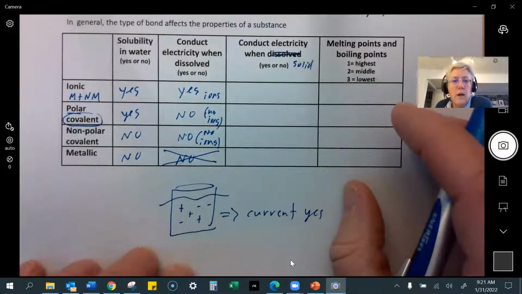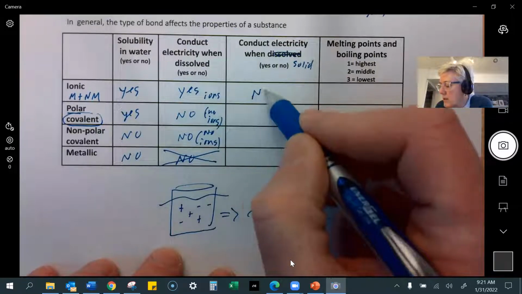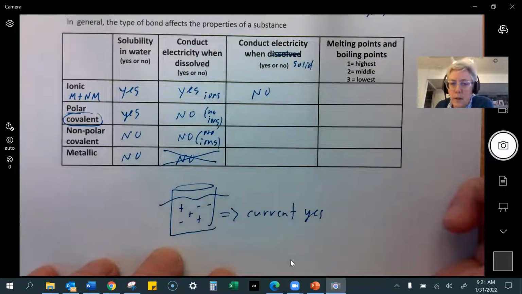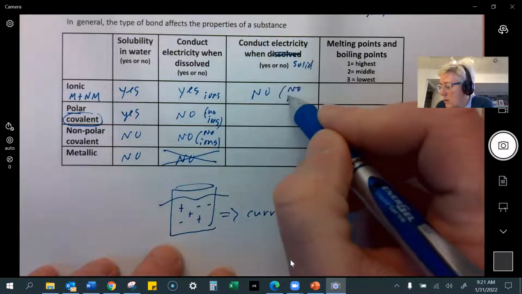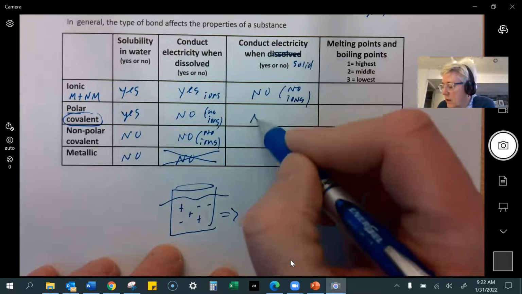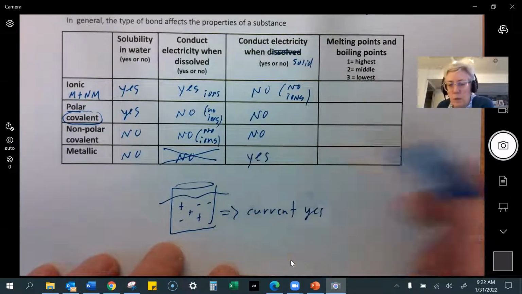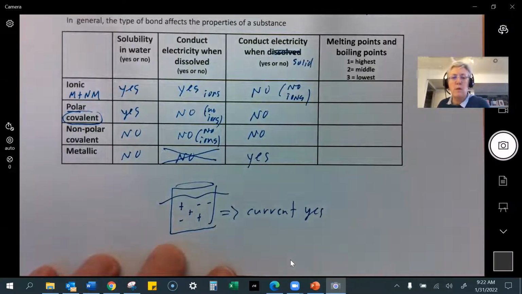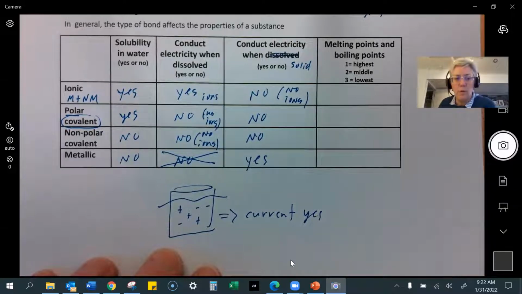If they're solid, if you take solid salt, it is not going to give you a current because there's no ions. No ions if it's solid. Solid covalent, any kind of covalent, is not going to give you a current. Solid metal will conduct a current, right? Metals you can make electrical. They can make a current flow through them.